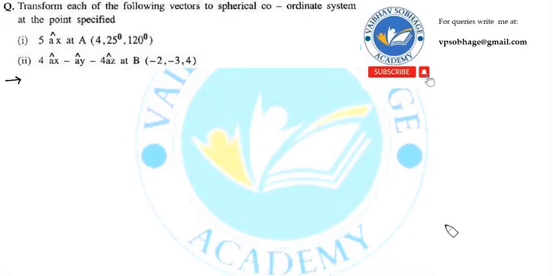Hello everyone, I welcome you all, and in this video we are going to discuss the numerical from your Unit 1, that is vector analysis, and this numerical is basically related to coordinate system transformation. Here, we are given some vectors in the rectangular or Cartesian coordinate system, and we have to convert the rectangular coordinate system into the spherical coordinate system.